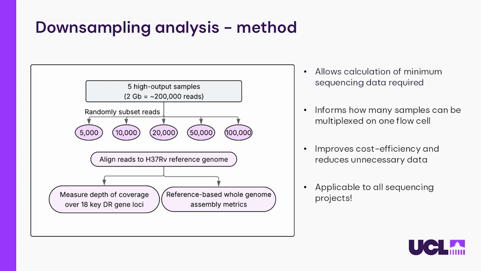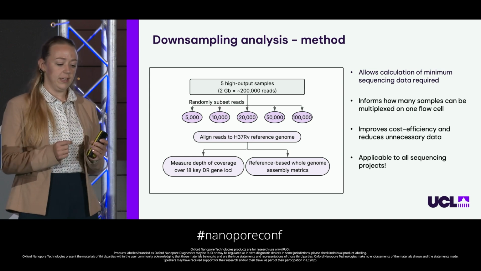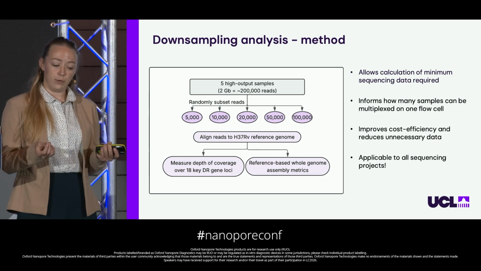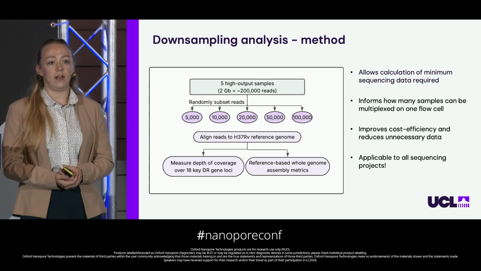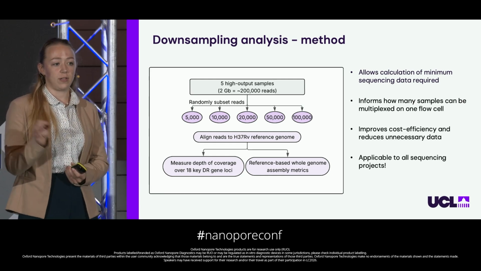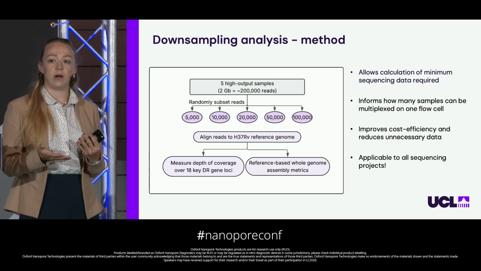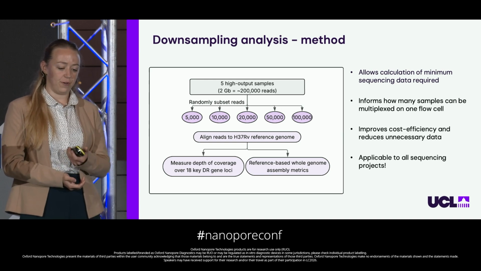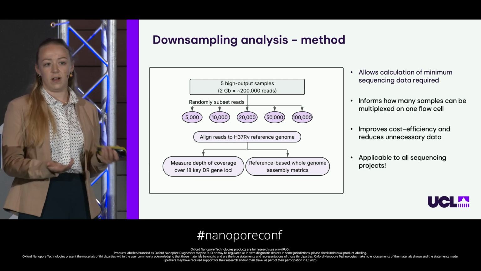So doing this downsampling, you take samples that already have a high output, or you generate samples with a high sequencing output, and you randomly subset the reads into 5,000, 10,000, etc. And then you treat those as if they were their own samples. We did reference-based assembly back to the reference genome, and then looked at how well key drug resistance loci were covered throughout the genome. And we also generated reference-based assembly metrics to see how well those subsets were being assembled. So this is essential for any cost efficiency optimization, and reduces you generating and analyzing and storing unnecessary extra data.